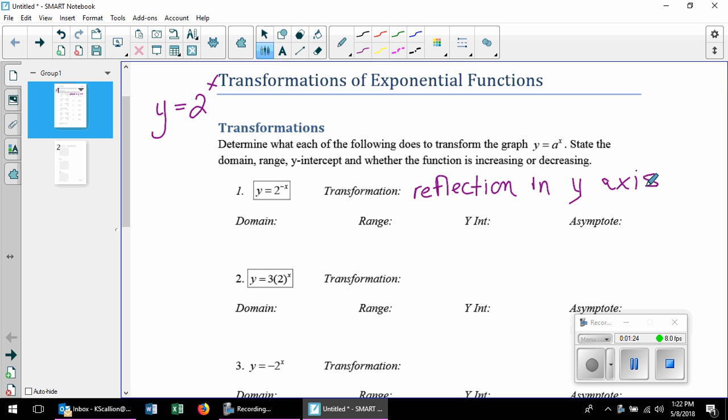Do you guys remember the graph from yesterday? What are some key points? What's this point right there? 0, 1. When x is 1, what's y? So that's from yesterday. If we reflected it in the y-axis, the increasing function is going to switch to a decreasing function because it's going to flip over the y-axis. Does that make sense to everybody? So what's the domain look like?